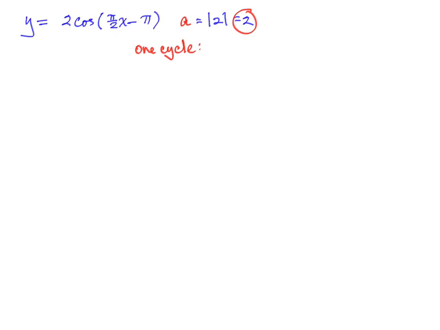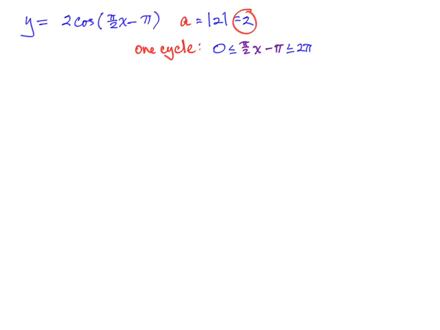Then we're going to find the interval that makes up one cycle. So the interval is going to be in interval notation. It has a beginning and an end. So to find those, we start with one cycle of the regular cosine function, and we put our argument in there. So we start with the interval from 0 to 2 pi, because that's one cycle of the cosine.